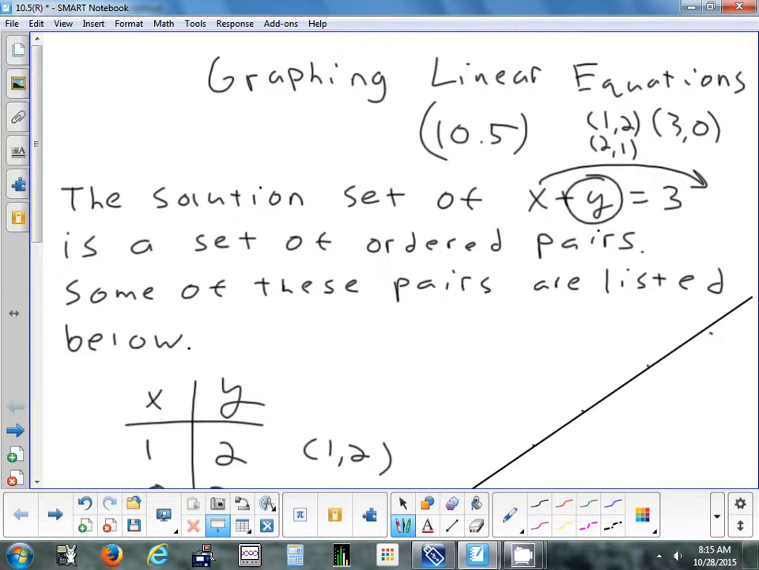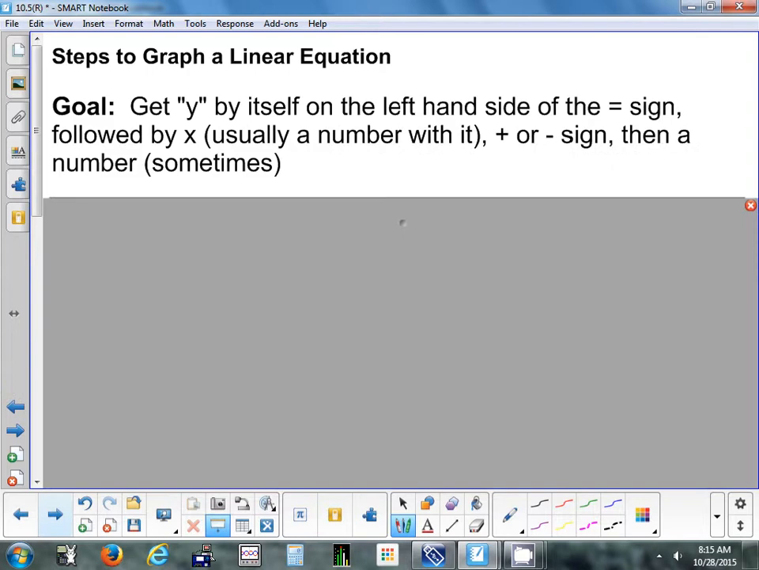How many people have heard of y equals mx plus b? That's basically our goal. We're going to get it in that form. So Mr. Roy is going to show you guys how to do that. That's the first thing we're going to write on our notes.